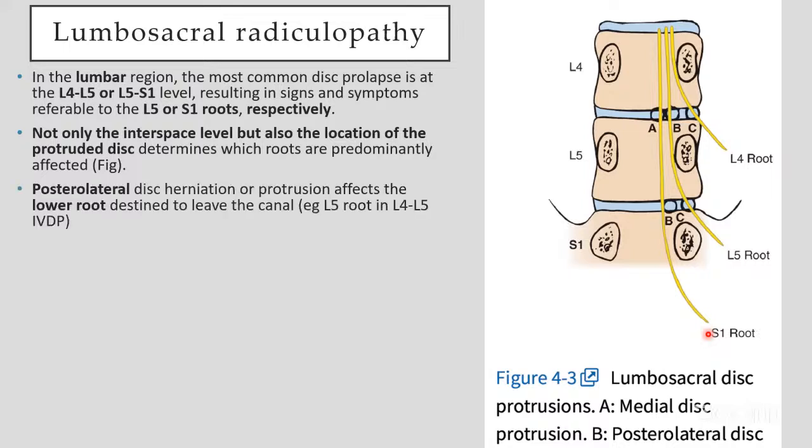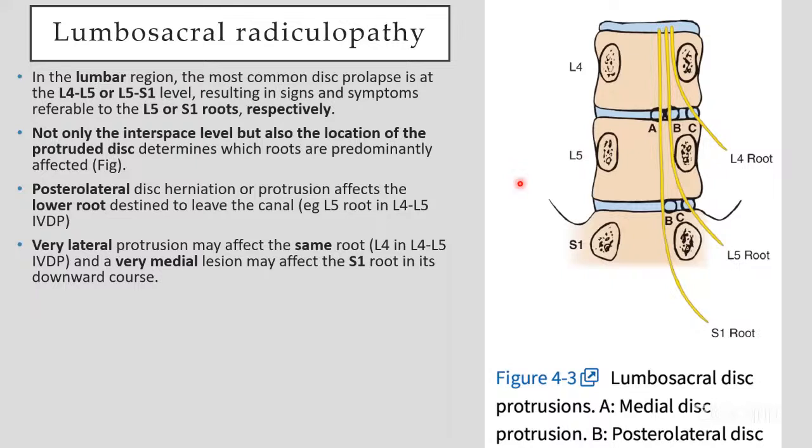The posterolateral disc herniation, which is shown as B, affects the nerve roots which are a bit lower in the intervertebral space. For example, if there is a disc protrusion between the L4 and L5 disc, the L5 nerve root is more likely to be involved in a posterolateral disc herniation. A very lateral protrusion may affect the same root, that is L4 in the case of L4-L5, and a very medial lesion may affect the S1 root, that is two roots below the L4 root.